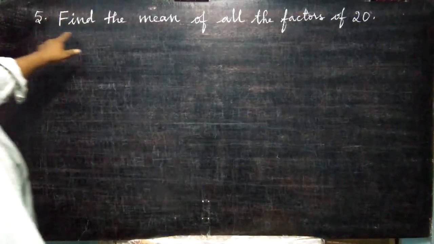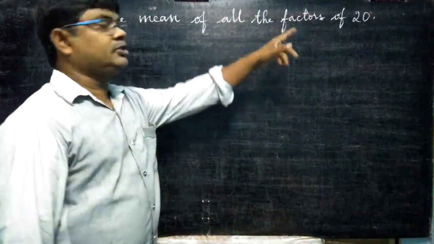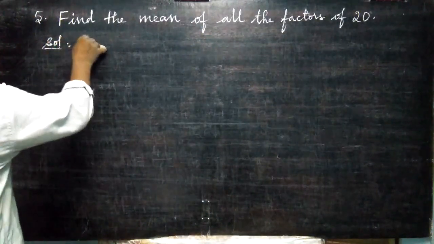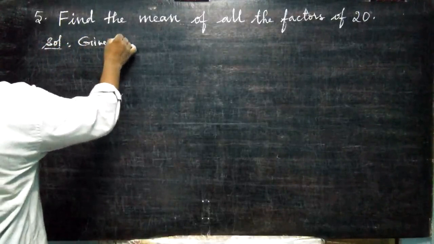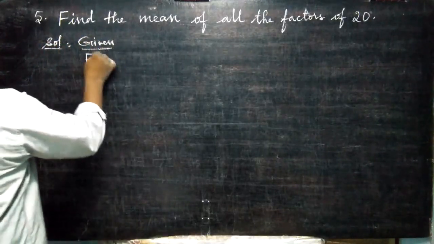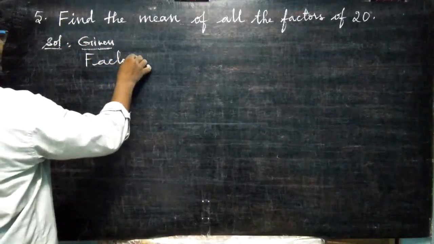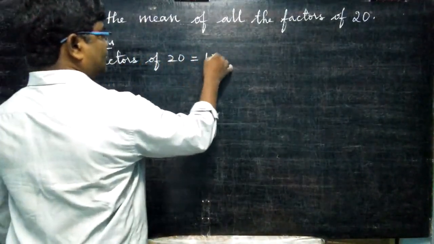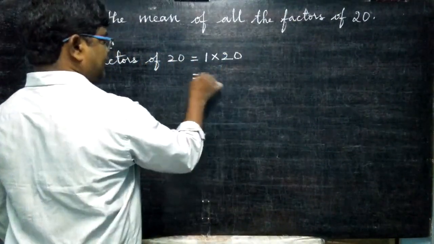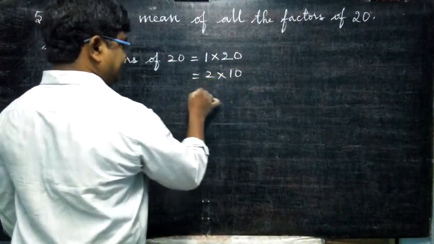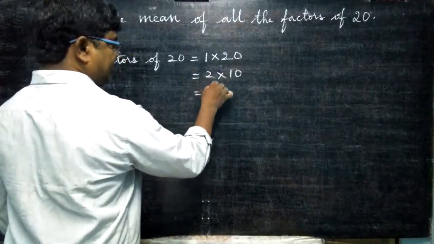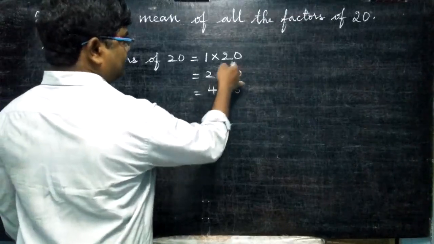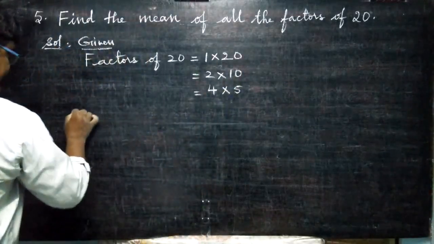Fifth problem. Find the mean of all the factors of 20. So, solution. First find the factors of 20. How many factors are there? We have learned this in our previous classes. Factors of 20. One table: 1 twenty is 20. Two table: 2 tens are 20. Three table will not go. Next go to 4 table. 4 fives are 20. Again 5 table goes, repeated. 10 twos are 20.